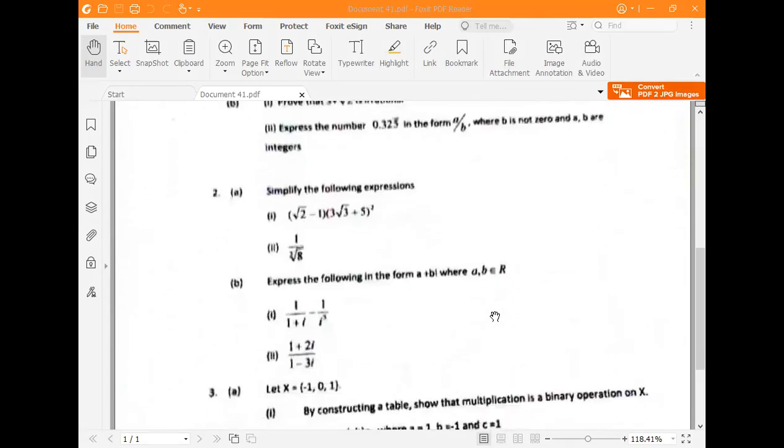So we're doing question 2A. So I'll simplify the following. We have root 2 minus 1 being multiplied by 3 root 3 plus 5 squared. So you do 3 root 3 plus 5 multiplied by 3 root 3 plus 5.